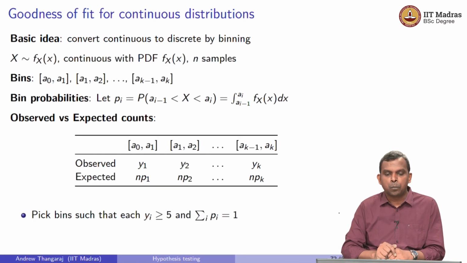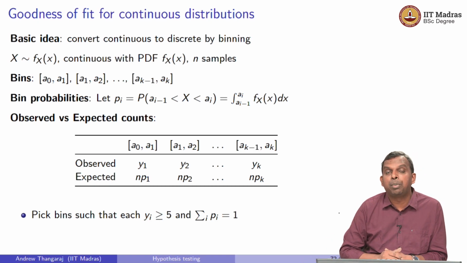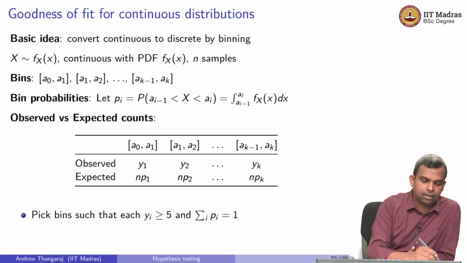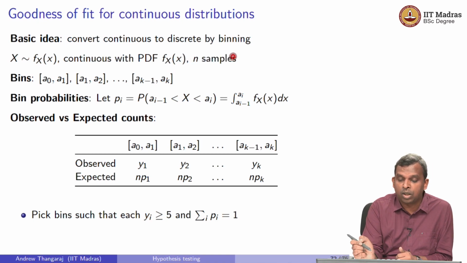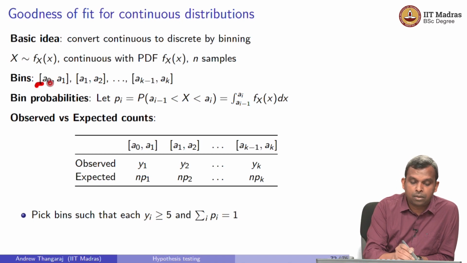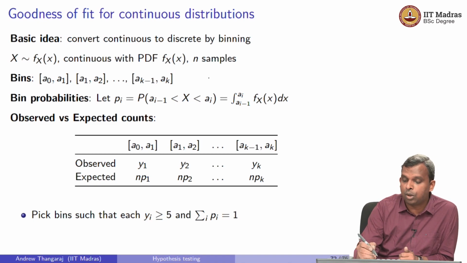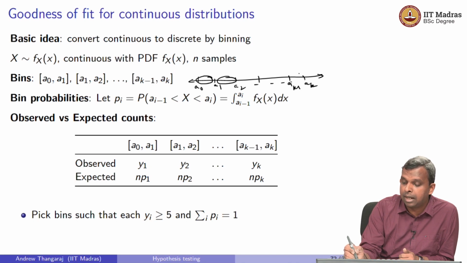To be very precise, supposing you have X distributed according to f_X(x), where X is continuous with PDF f_X(x), and you have n samples. What I do is I first define bins. There is a bin A0 to A1. If you want a better visualization, you could think of the axis where X is taking values, and this will be A0 here, A1 here, A2 here, and so on, up to A_{K-1}. The first bin is here, the second bin is here, the last bin is here, etc.